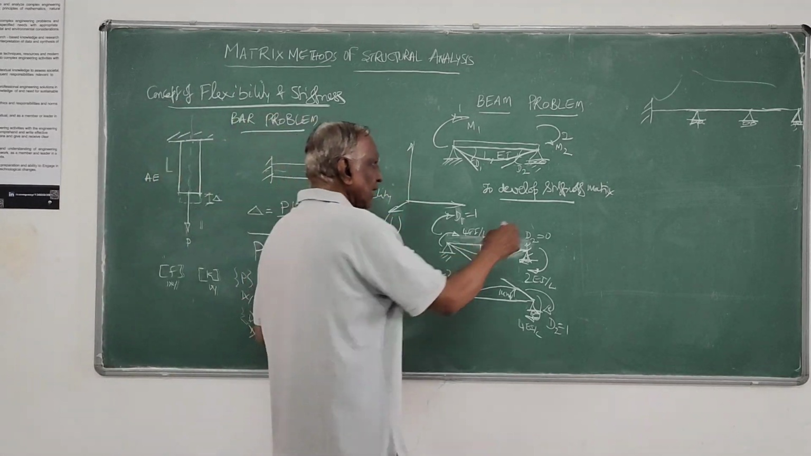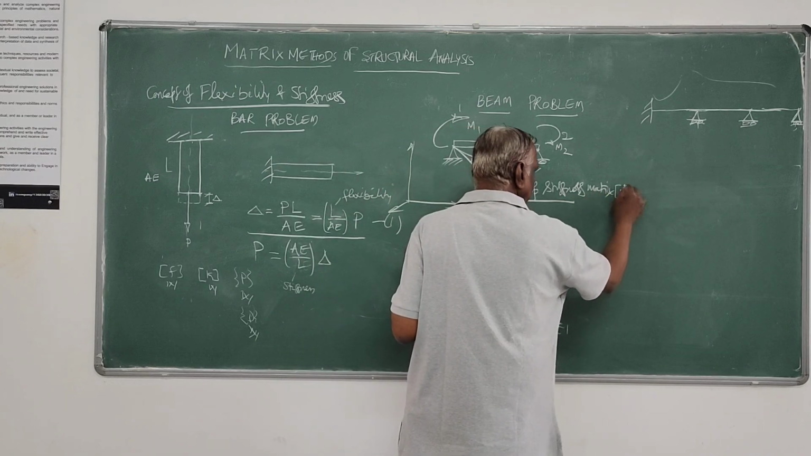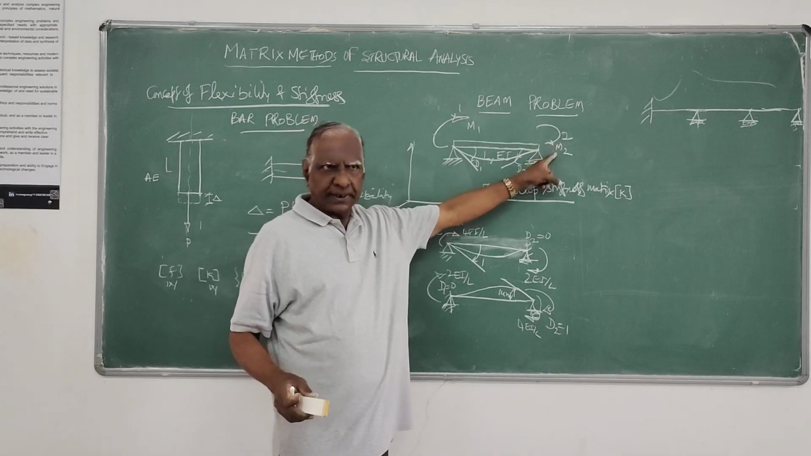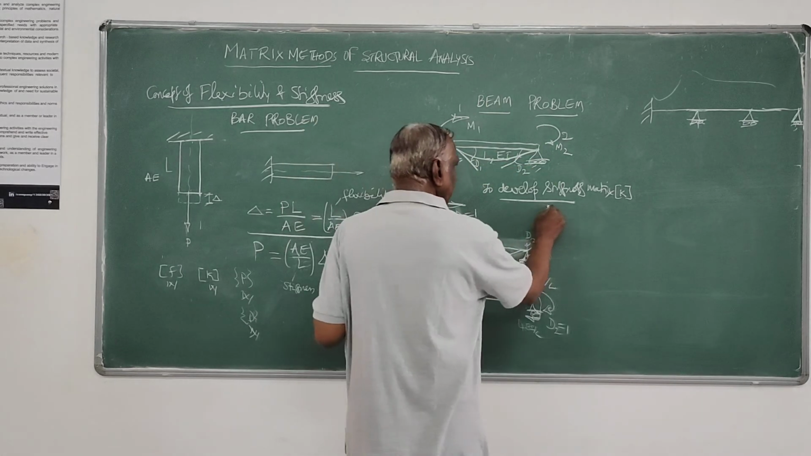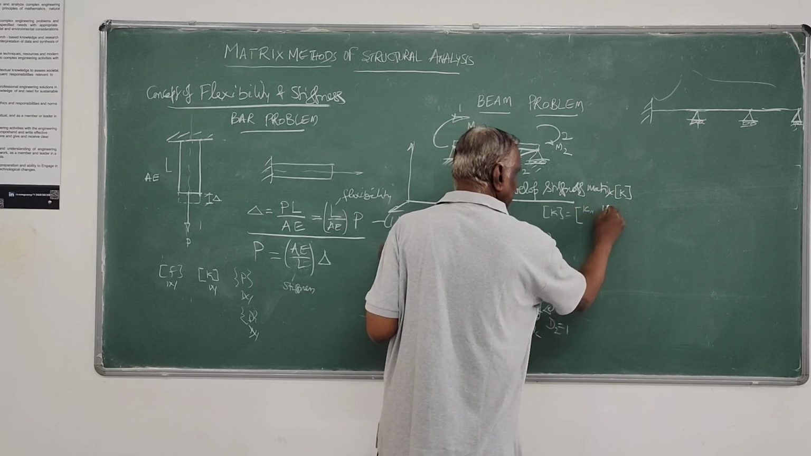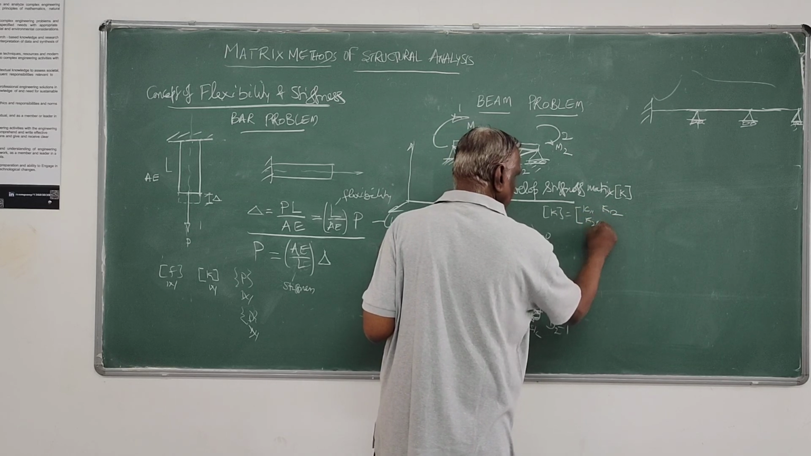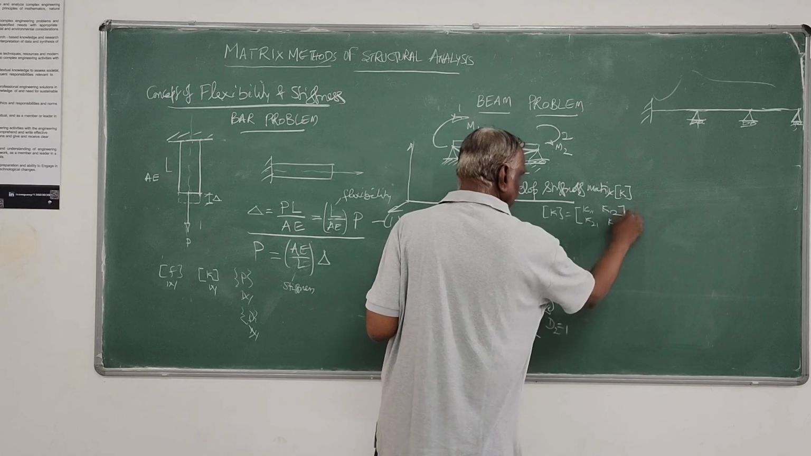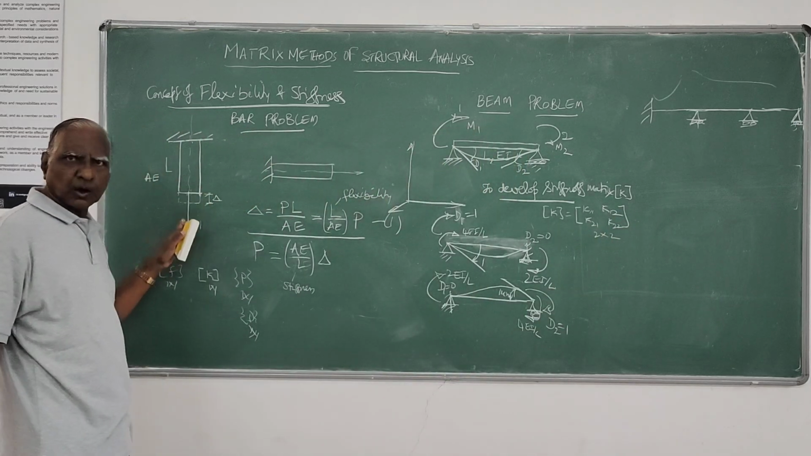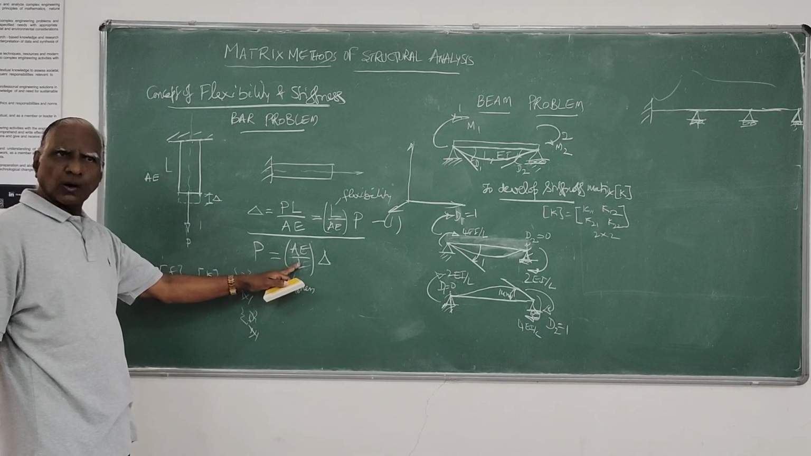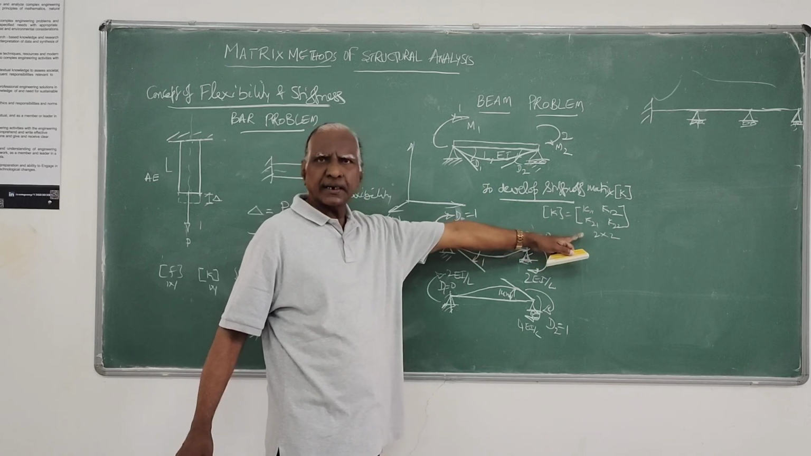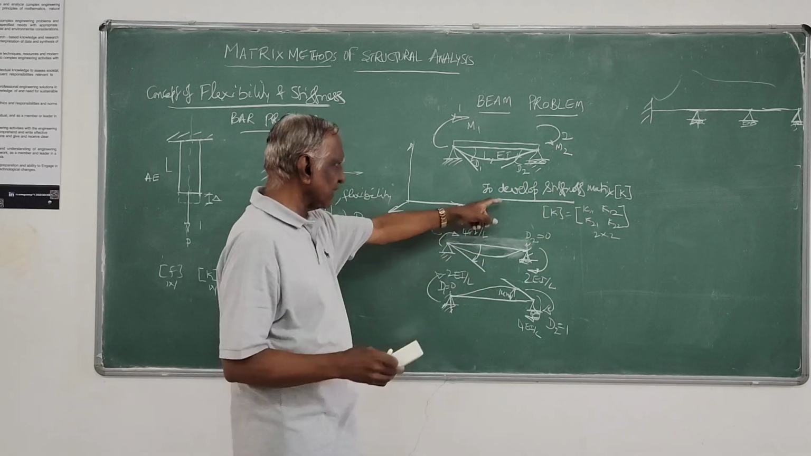Now since I am developing the stiffness matrix with respect to the two coordinates 1 and 2, the size of the stiffness matrix will be 2 by 2. Since it is with respect to two coordinates, it will be a 2 by 2 matrix. Because here it is only with respect to one coordinate, it is only 1 by 1. Here it is with respect to two coordinates, so it has to be 2 by 2. That you can say first.